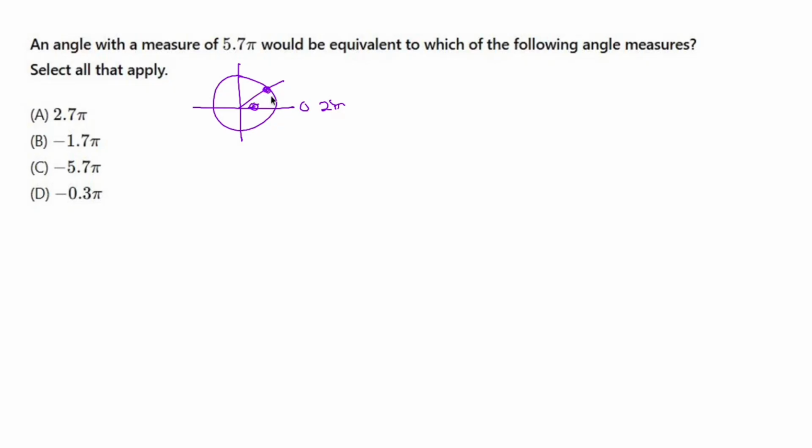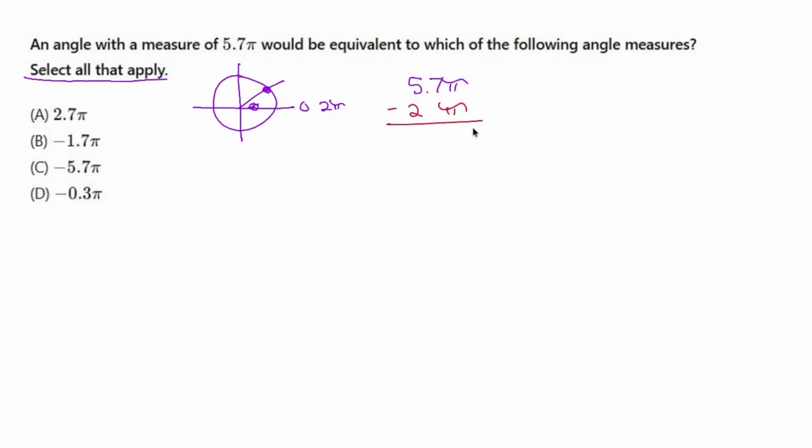Similarly for this problem, if I subtract 2 pi, I land in the same spot. So what I need to do is take 5.7 pi and subtract 2 pi as many times as I can until I run out of stuff. My job here is to select all that apply. So I have to make my way all the way down to negative 5.7 pi, subtracting 2 pi a bunch of times.